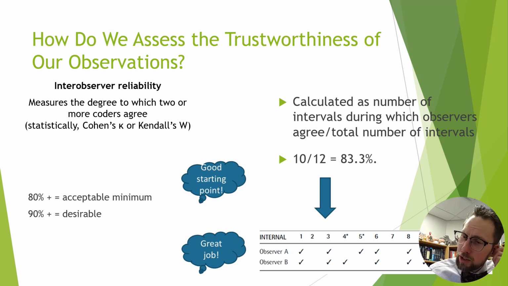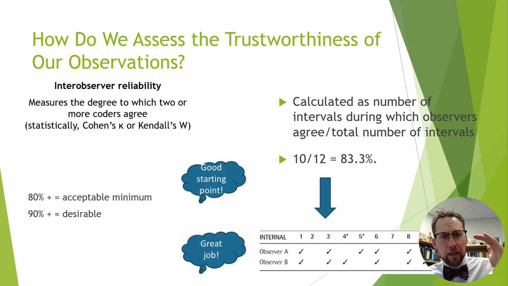How do you know? Well, you can have multiple people rate the same behavior and then calculate something called inter-observer reliability. We'll spend a little bit of time on this in the interactive class, but for now, inter-observer reliability measures the degree to which two or more coders agree. For the stats friends, you have different measures: there's Cohen's kappa, there is Kendall's W. Usually we say about 80% is an acceptable minimum and about 90% is desirable. If it's more than 90%, that's really good.